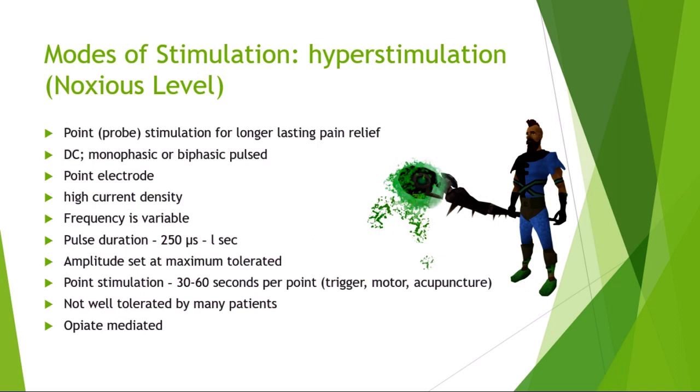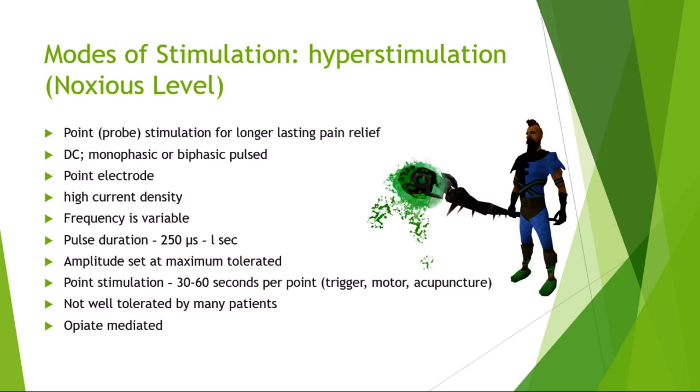It can be direct current or monophasic or biphasic pulse current. It's a point electrode, so it has a high current density. Remember, current density is related to the size of the electrode, so smaller electrode, higher current density. Variable frequency, depending on what effect you're trying to get. The pulse duration is going to be long pulse duration, way up into that C fiber range on the strength duration curve. The amplitude is set at the maximum tolerated level, 30 to 60 seconds per point.